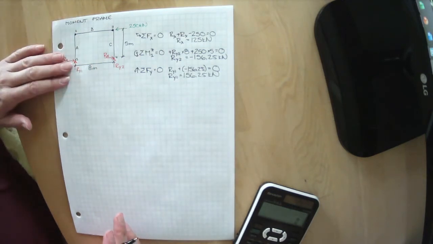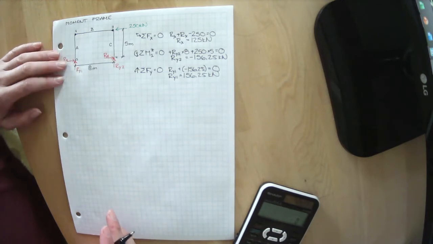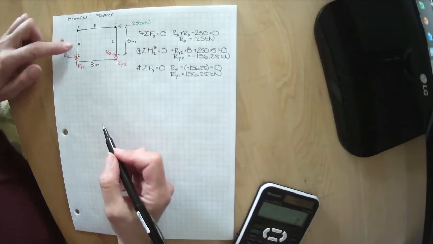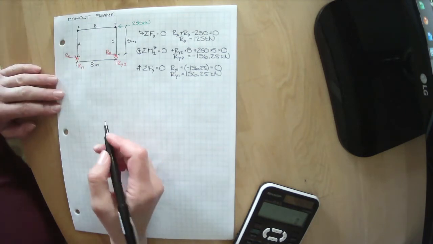We know what our reactions are now. Now we can start to go through and use our method of sections. Let's make a cut through member A.